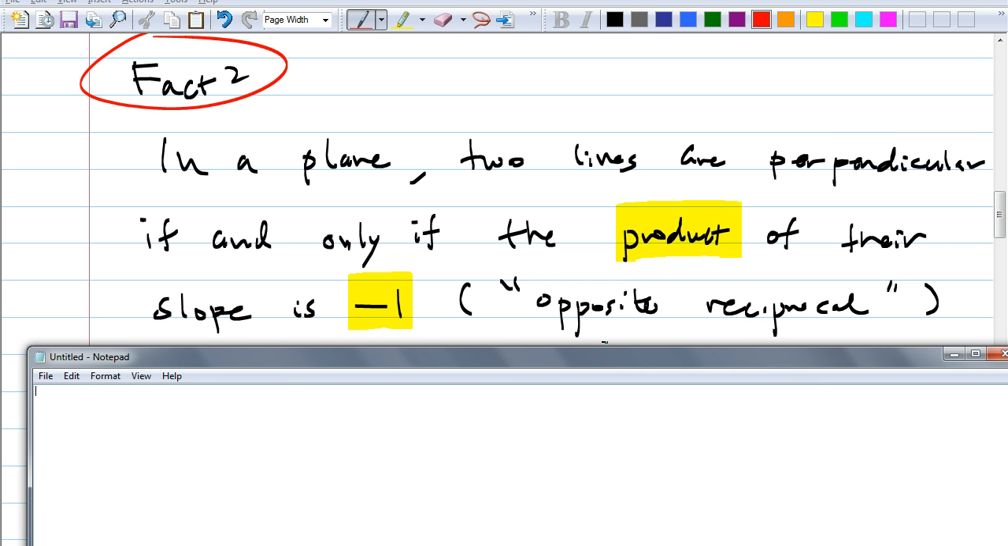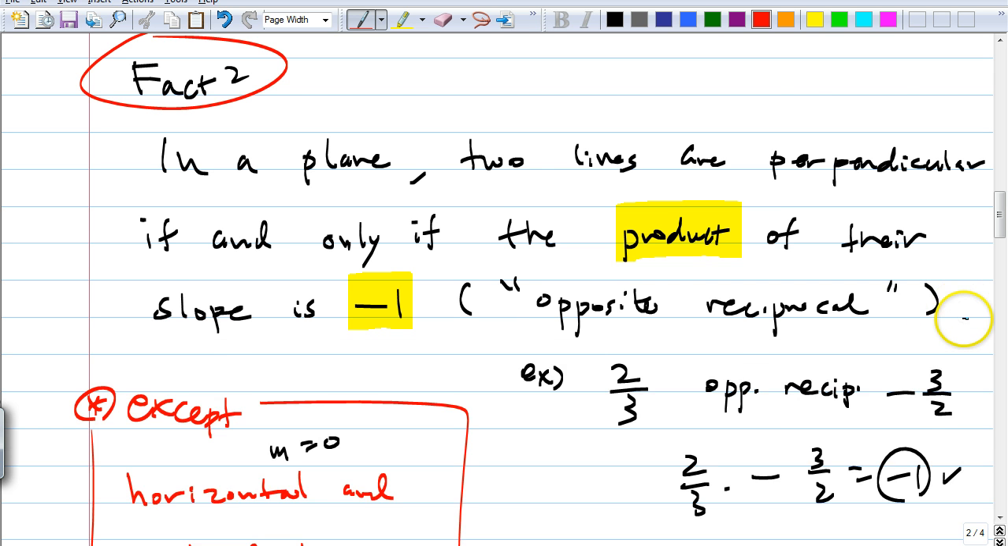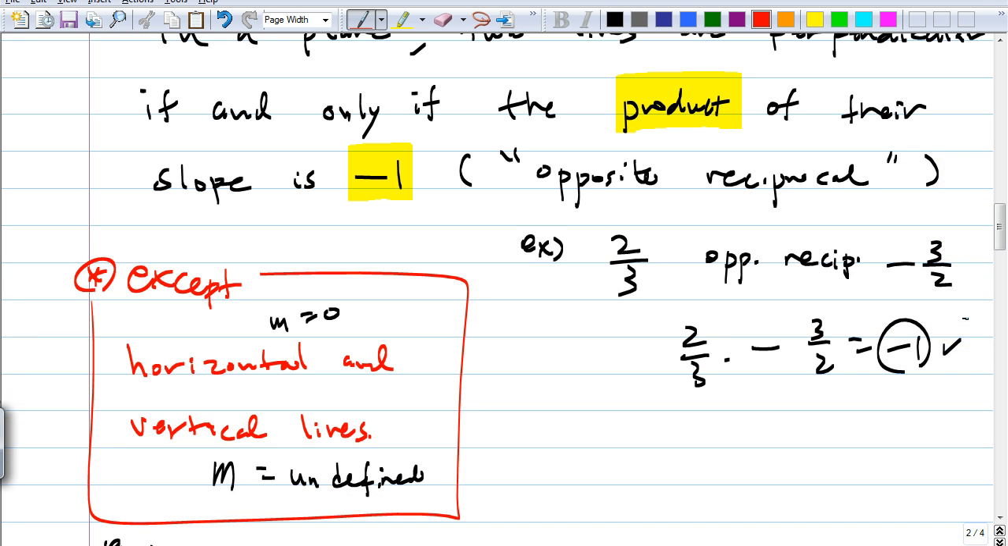Because remember, it's rise over run. For a horizontal line, there is no rise, so the slope is 0. What's the slope of a vertical line? Michael? Undefined. So when you multiply 0 times undefined, do you get negative 1? No. But the two lines are perpendicular. So write that down.